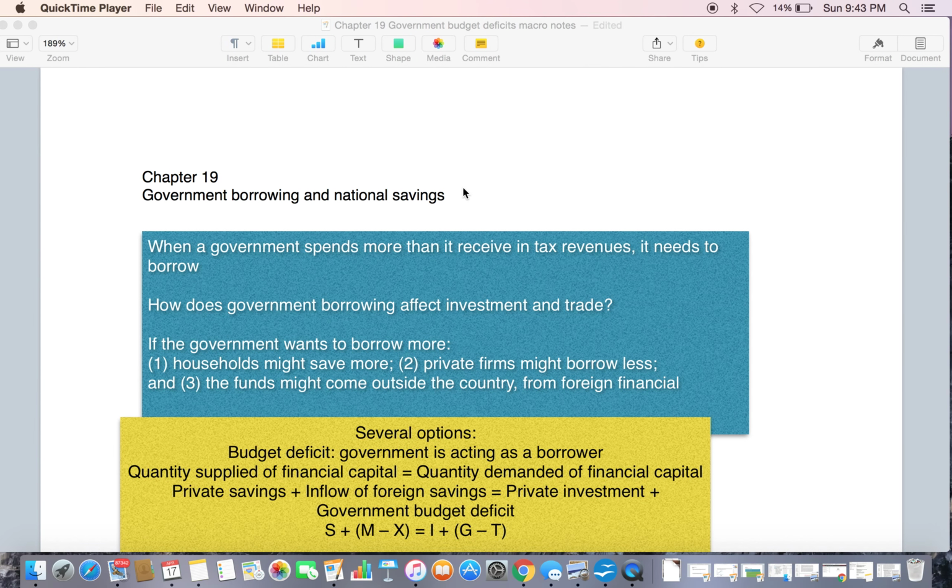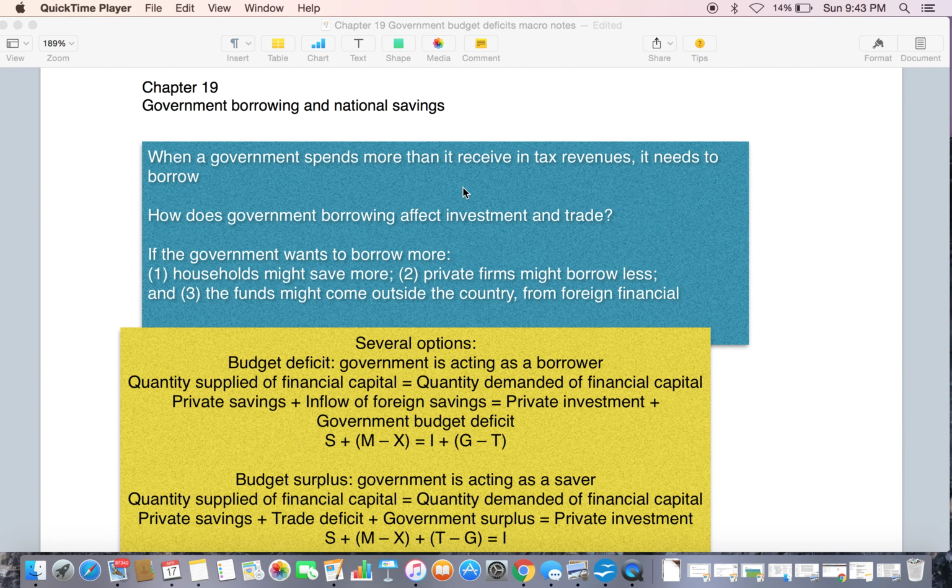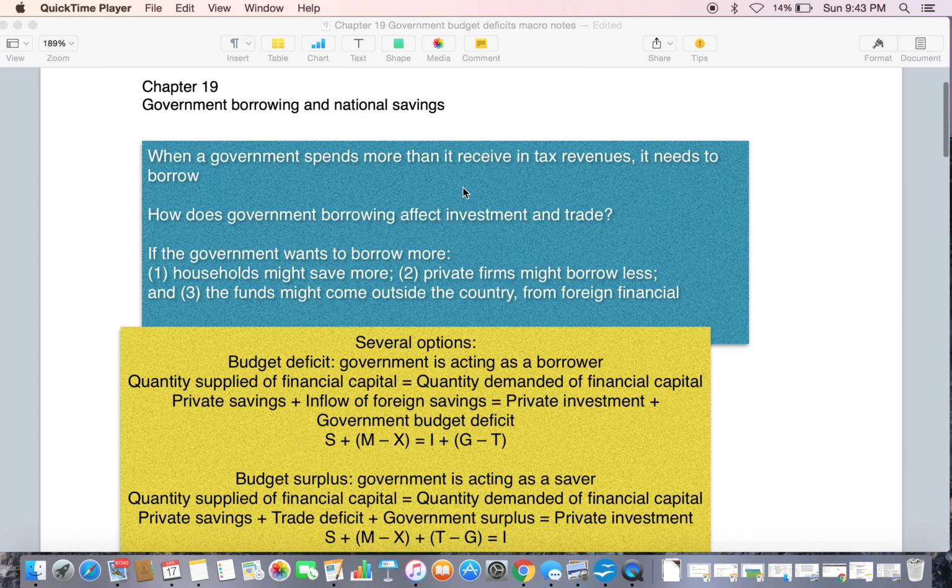Welcome to our lesson on Chapter 19. In this chapter, we're going to take a look at government borrowing and national savings. I'm going to leave the government borrowing and its effect on trade balances and vice versa to you to do for self-study. But let's talk a little bit about most of the chapter, actually. We'll have a good amount of time for it today.